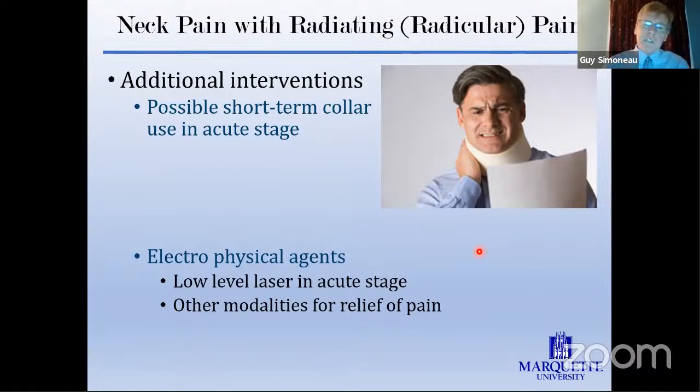And then additional things like electrophysical agents can be used as you feel needed, but it shouldn't be the most important thing you do with that population.